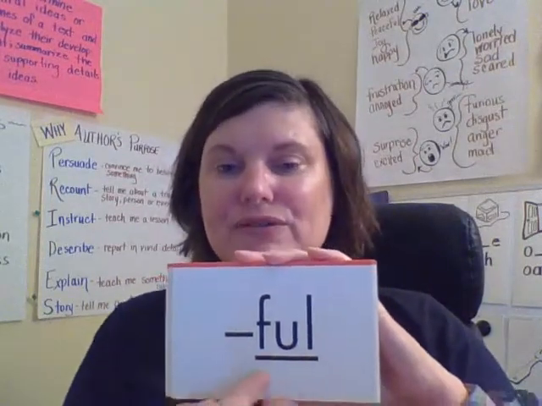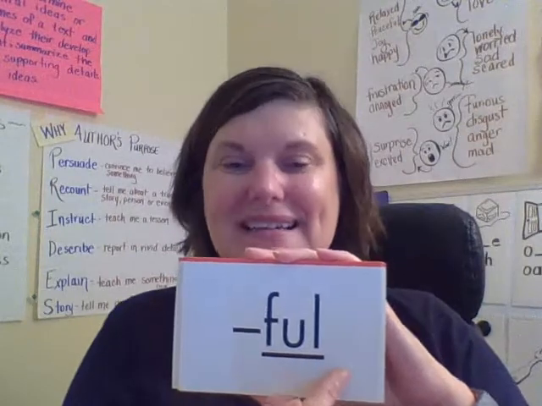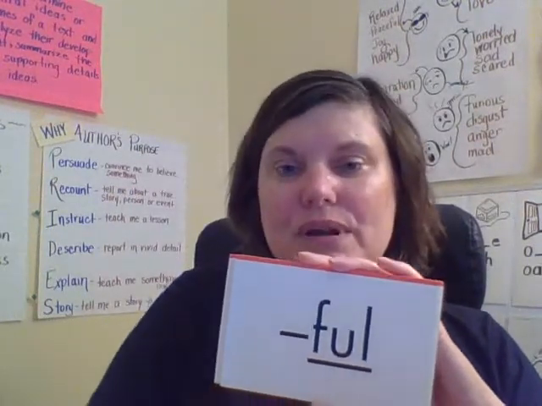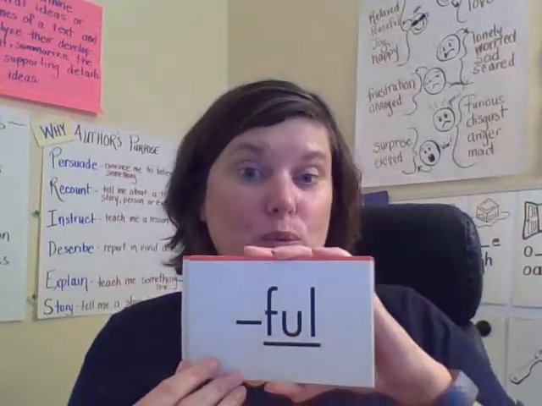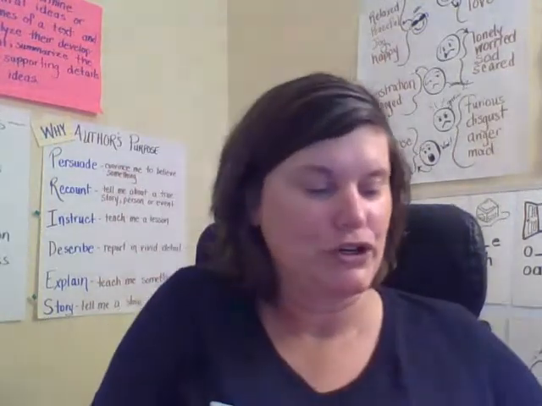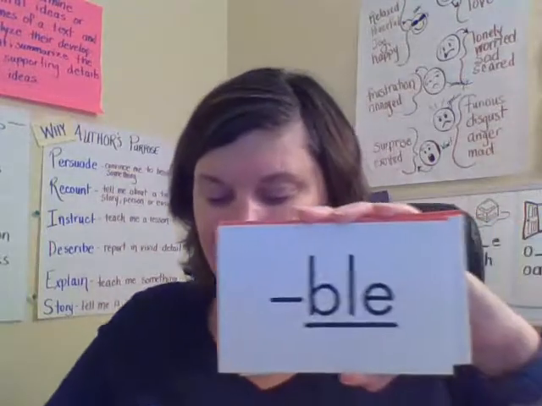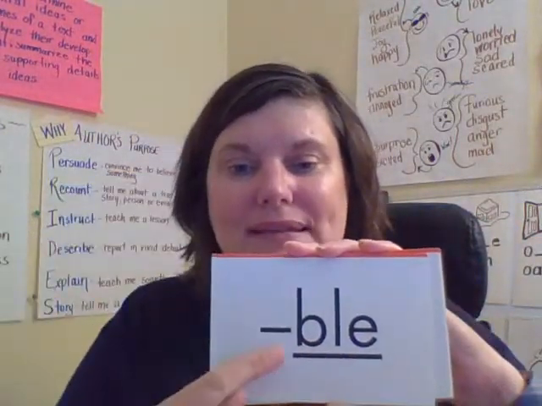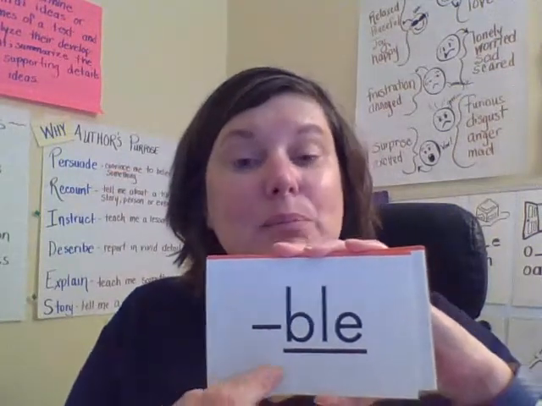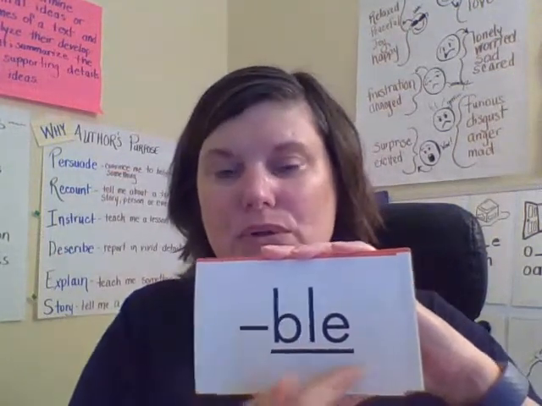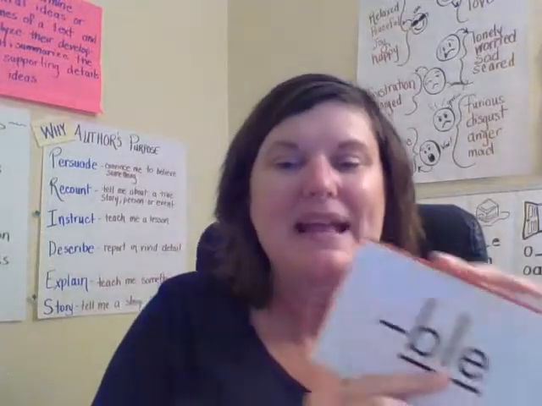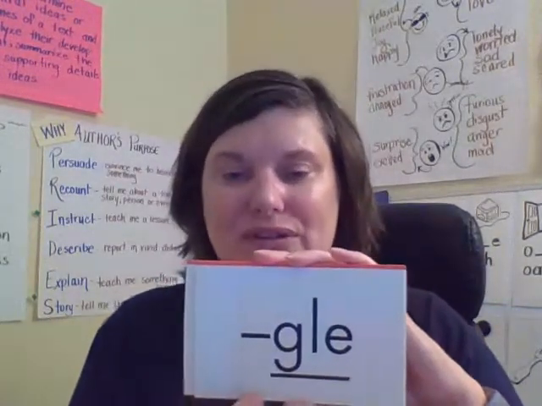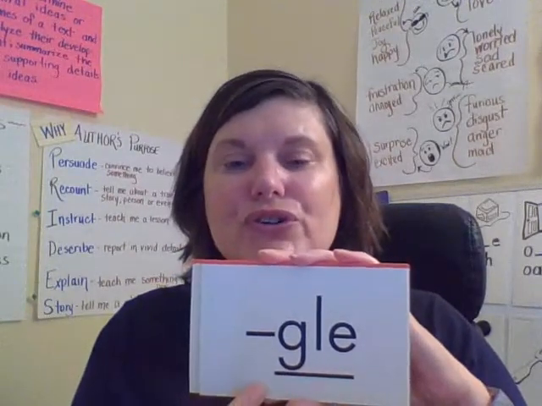Full. Together, full. Your turn. This is a suffix you can add to the end of a base word that means full of. So like wonderful, full of wonder. And this is one of our final stable syllables because it's a consonant LE. This says bull. Together, bull. Your turn. Good. Like at the end of table. Goal. Together, goal. Your turn.